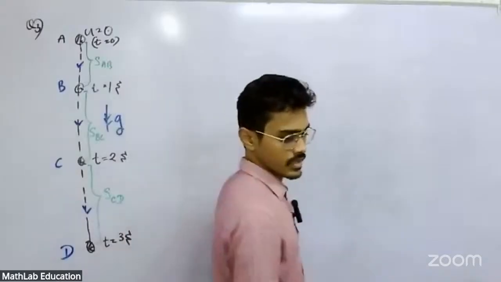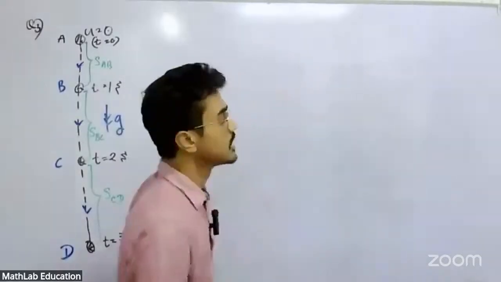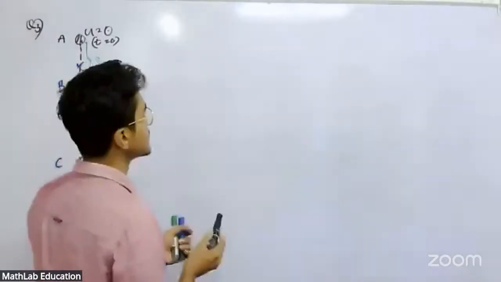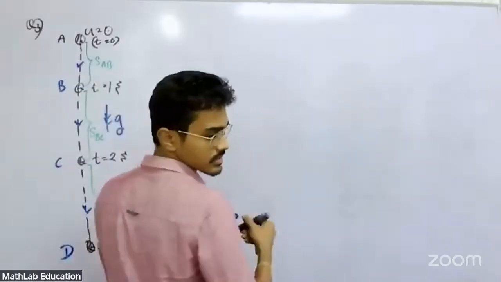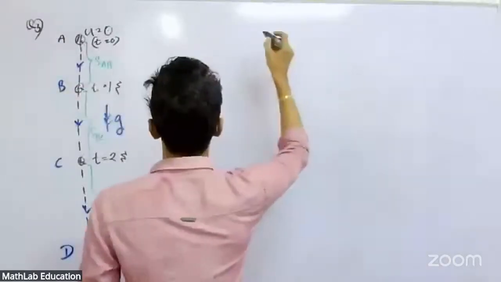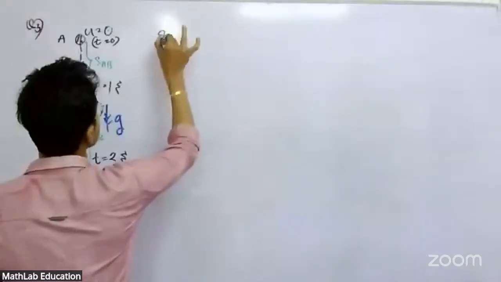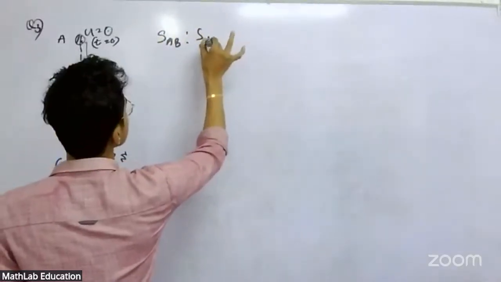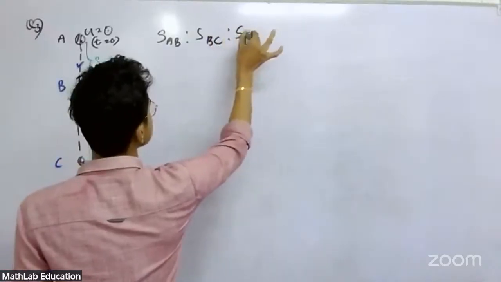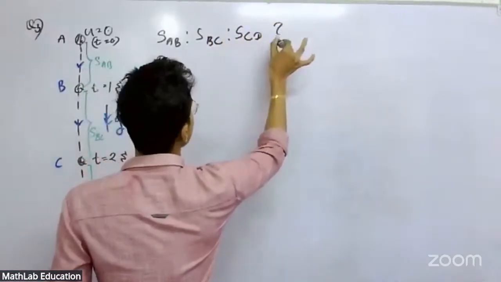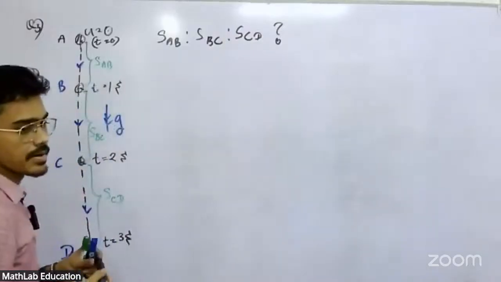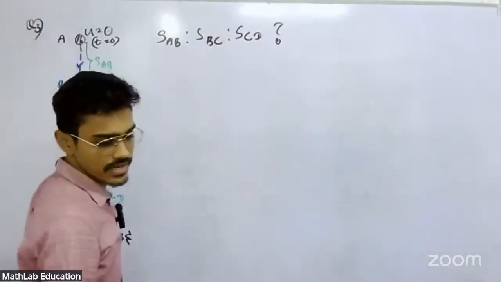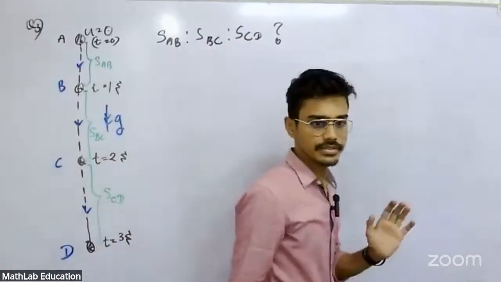Okay, let's see. Now, my final target is this. I need the ratio of these three now: SAB to SBC to SCD. I need the ratio among these three. Right? That is my final target.